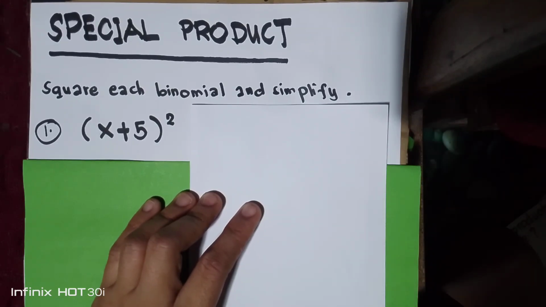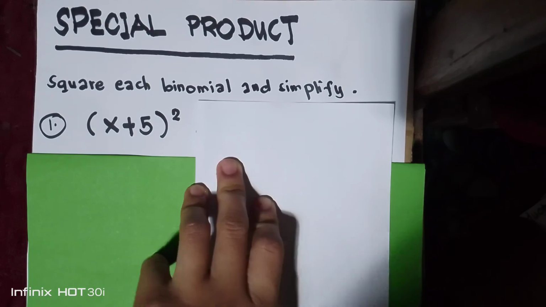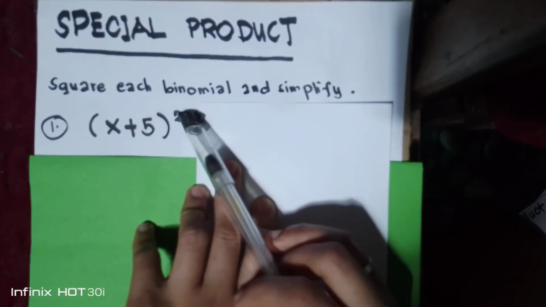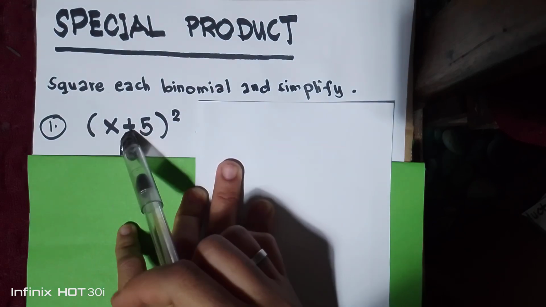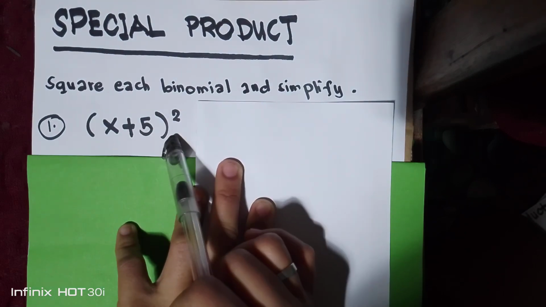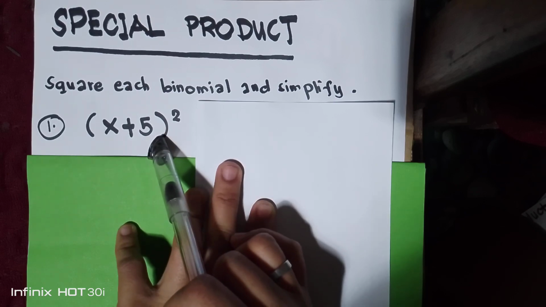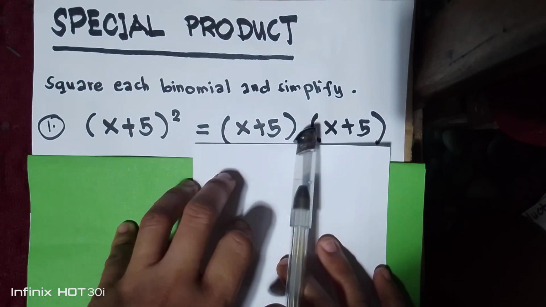Product. We're going to discuss special product. To begin with, we have here the direction: square each binomial, and simplify. So for our first example, we have x plus 5 to the second power, or x plus 5 raised to the power of 2. To expand this binomial, we can have this form.